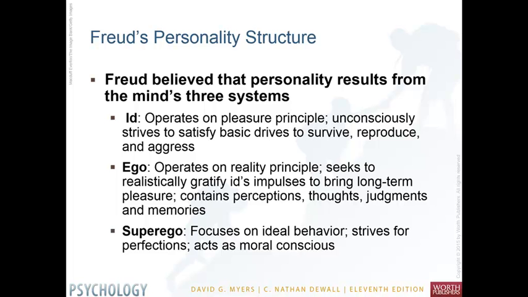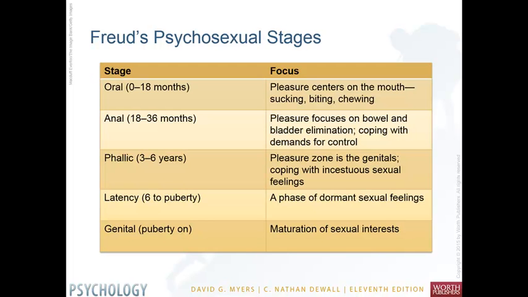Now, sometimes the id wins. Sometimes the superego wins. But a healthy person is operating with a healthy ego, and they can make judgments. They can make plans. They can make decisions balancing these two parts of their personalities, the id and the superego.